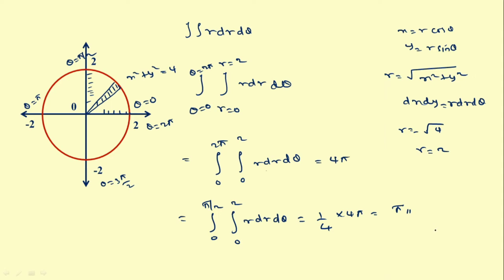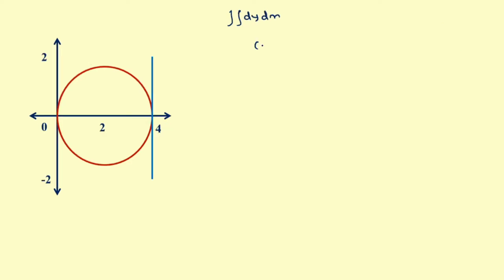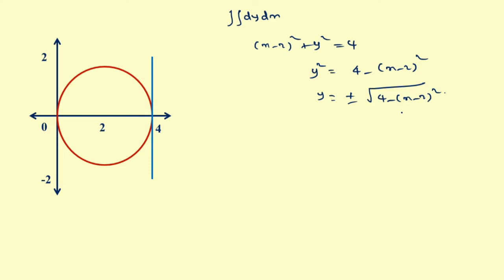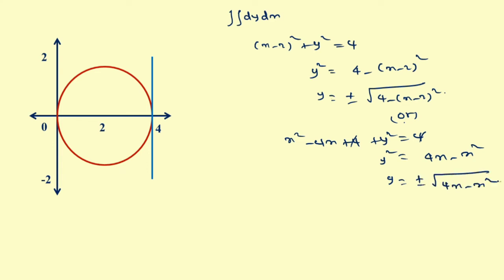Answer: 5 square units. What is the equation? x minus 2 whole square plus y square equal to 4. So y square equal to 4 minus (x minus 2) whole square. So y equal to plus or minus square root of 4 minus (x minus 2) whole square, or x square minus 4x plus 4 plus y square equal to 4. 4 and 4 will be cancelled. Now y square equal to 4x minus x square. So y equal to plus or minus square root of 4x minus x square.